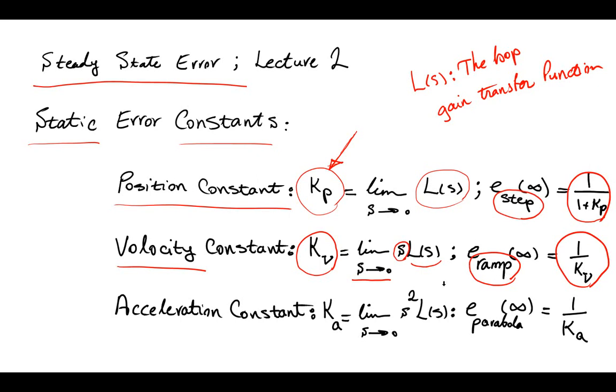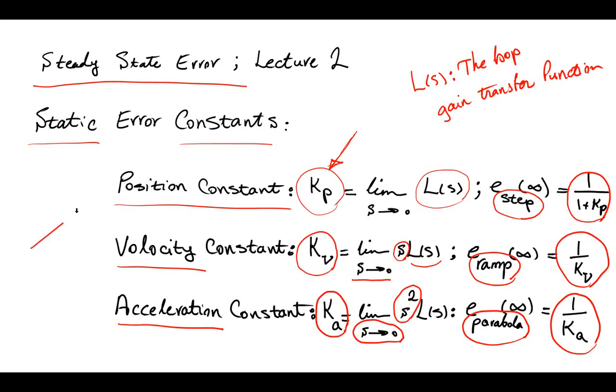The third static error constant is acceleration constant. We multiply the loop gain transfer function by s square, and we then let s go to 0. Whatever we end up with will be acceleration constant. And the steady state error for the case of parabola input will be simply 1 over Ka.